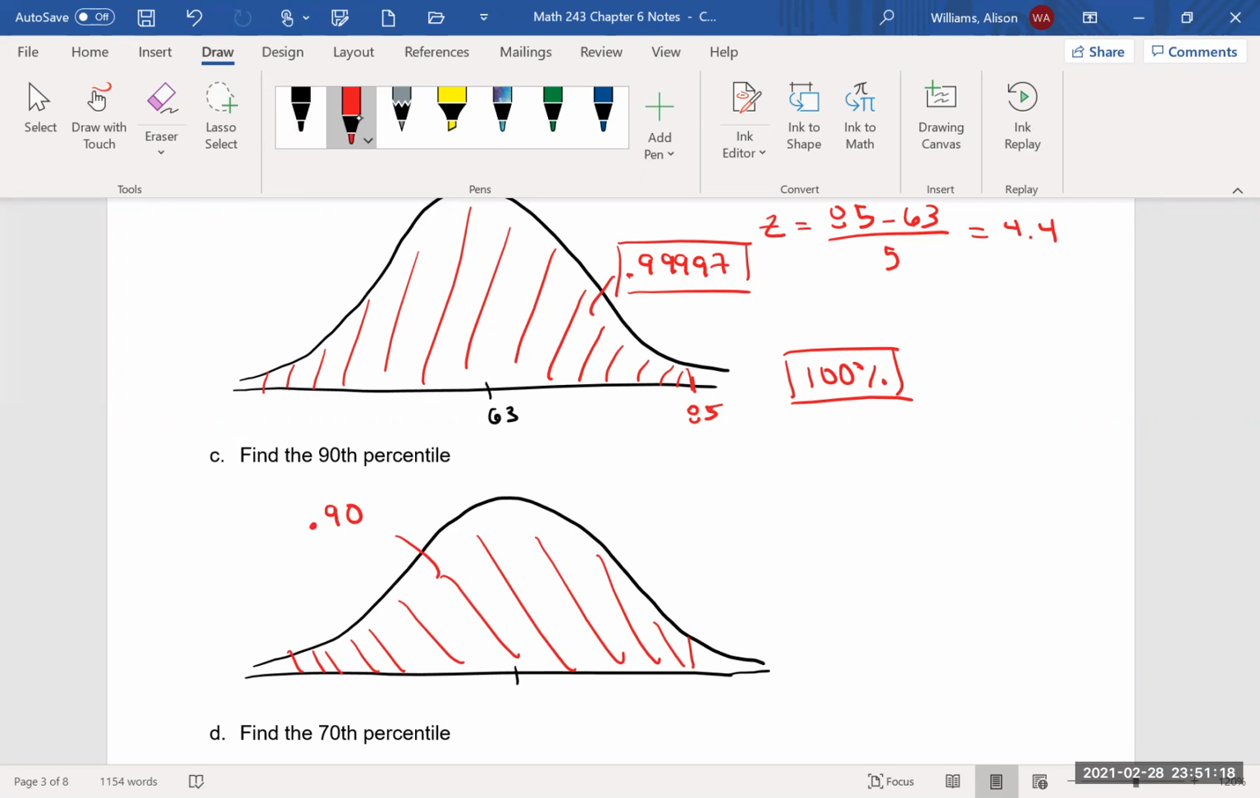So we're kind of working backwards. We're being given the percent and we need to find the X value.